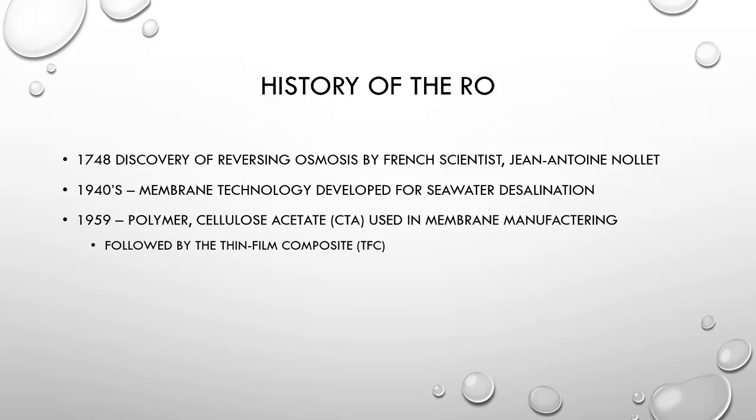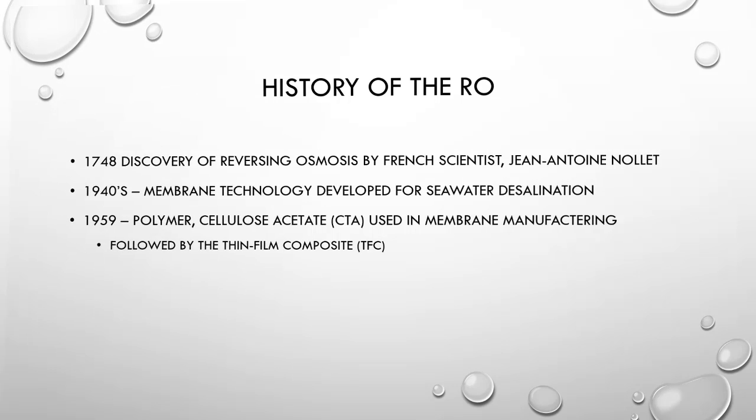1959 saw the first real effective development to RO membranes to benefit us now, and that was the use of polymer materials to manufacture the membranes. Cellulose triacetate, or CTA as we call it in the industry, paved the way as a membrane material, followed by the more effective thin film composite, or TFC, and we continue to primarily use TFC membranes today due to its construction producing water faster and of a higher quality over the CTA.